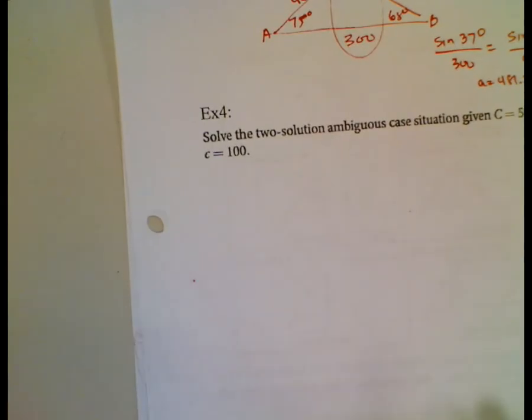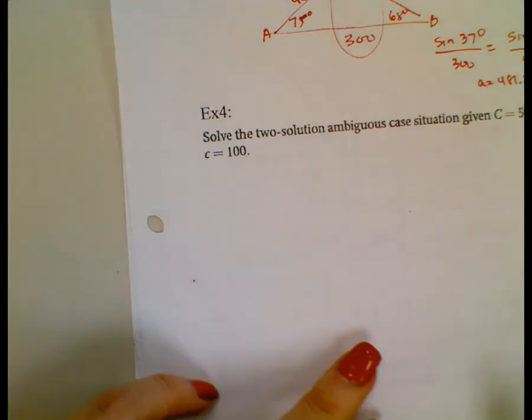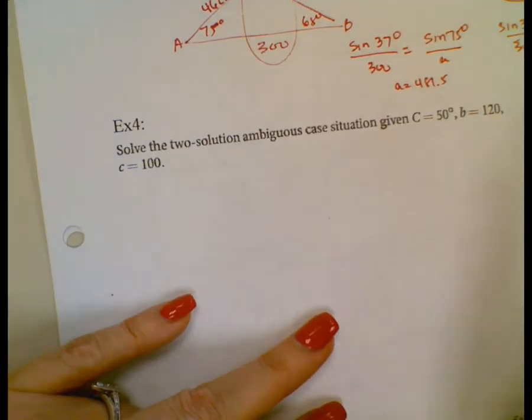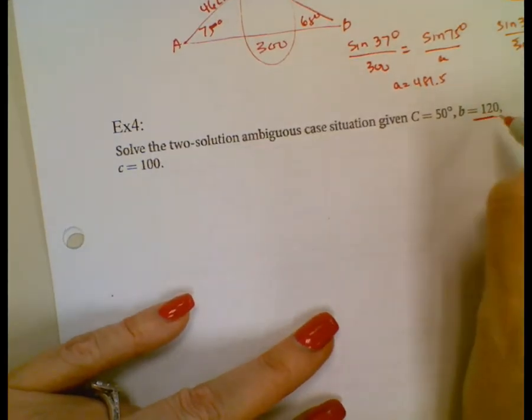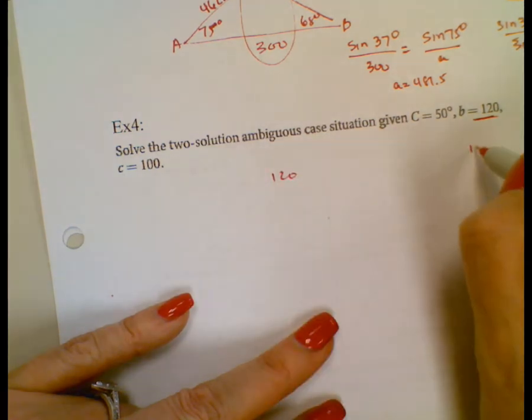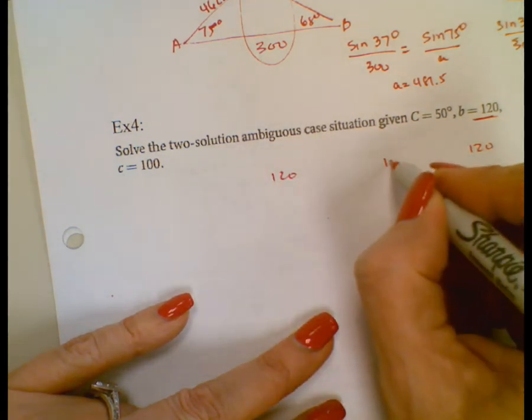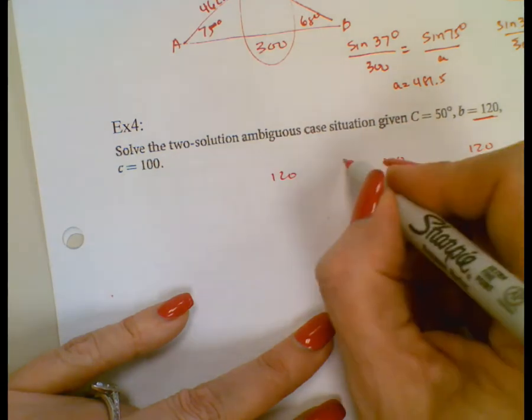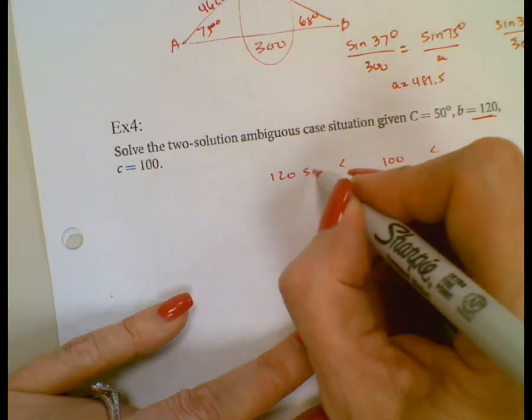Solve the 2 solution ambiguous case situations. Oh, this is another 2 one. Aren't you guys excited? So here's the oddball side, 120. Put that here and here. Put the other side in the middle. And put sine of 50 here.